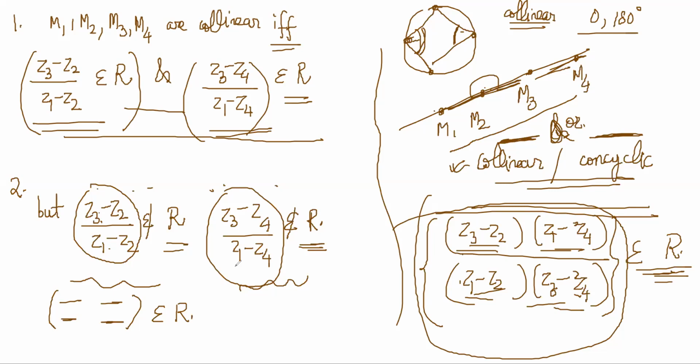Now, okay, so we have done collinear, concyclic, perpendicular, right? Now we'll look at what is the meaning of similar triangles. Similar triangles in complex numbers.